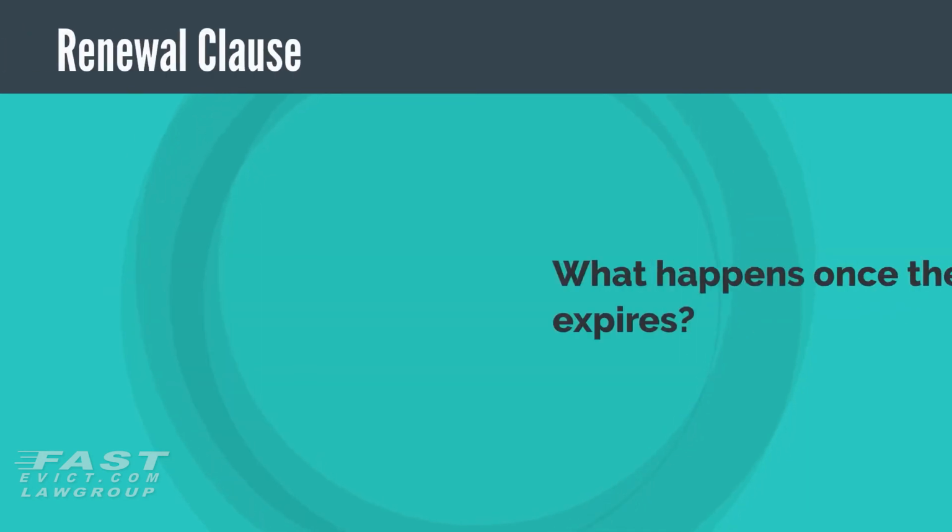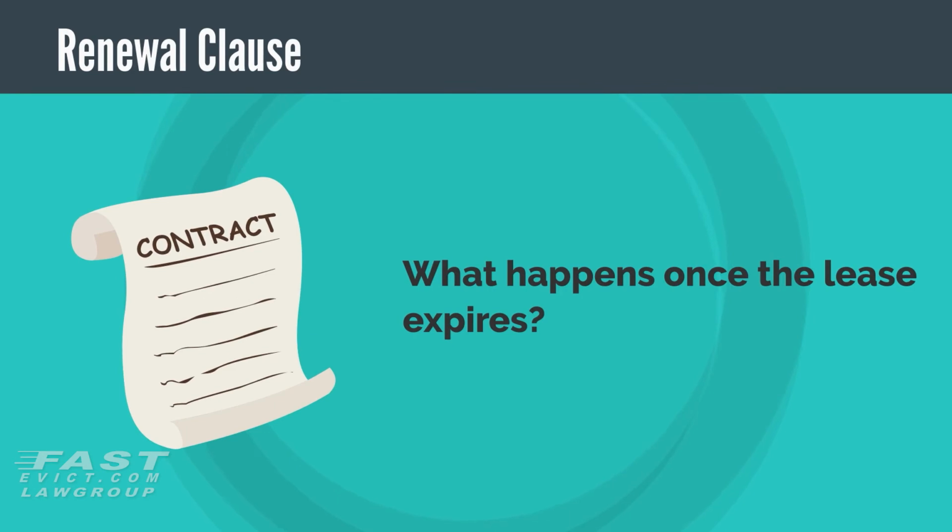Agreement renewal clause. It's important both parties understand what will happen once the lease expires. For example, if you are a bit cautious, you can state that the lease will automatically convert to a month-to-month if neither party submits a notice to terminate the lease. Or you can automatically renew the lease to a fixed term.